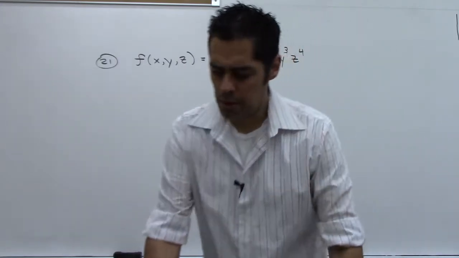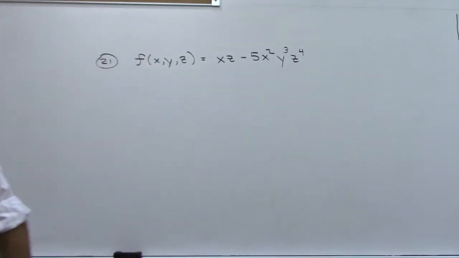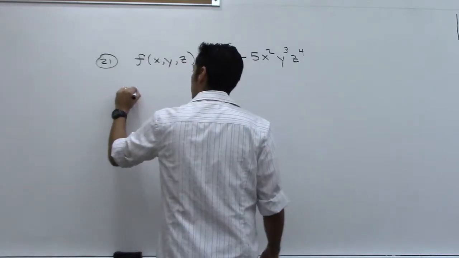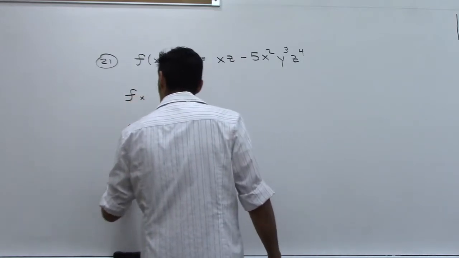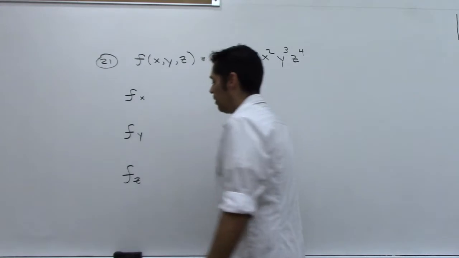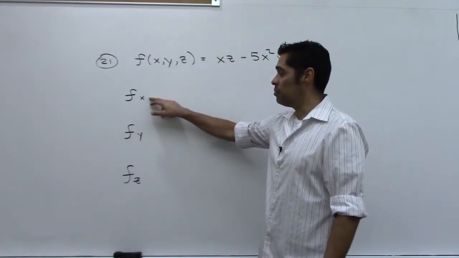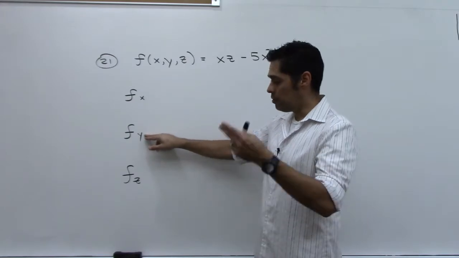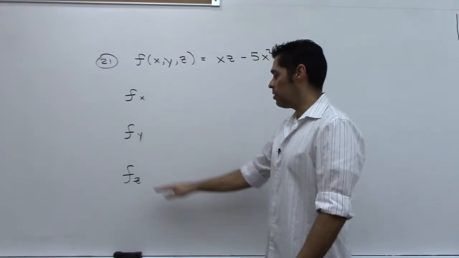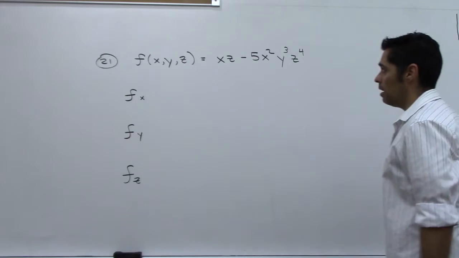So first of all, what are the possible partial derivatives? What are the things that we can find? Well, since there are 3 variables now, we can find the partial with respect to x, the partial with respect to y, and the partial with respect to z. If we find the partial with respect to x, we treat y and z like constants. Partial with respect to y, we treat x and z like constants. Partial with respect to z, we treat x and y like constants.